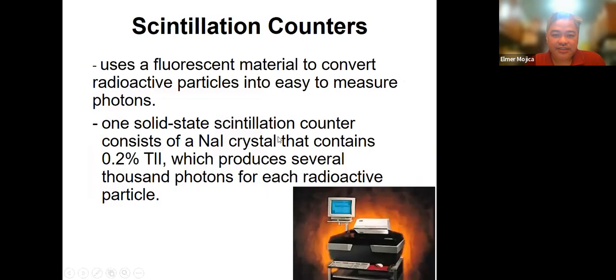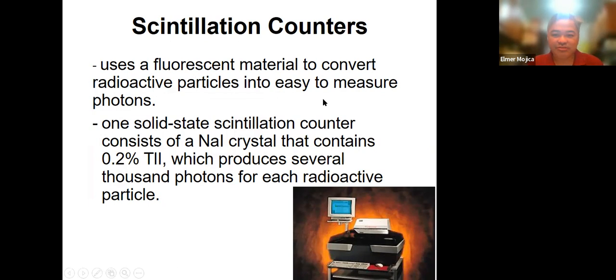Now the second one, which I really have hands-on experience using, is the so-called scintillation counter. If you're going to look at this, it's a big instrument. But only a small part of it does the actual monitoring. You just place vials there that you mix with fluorescent material.